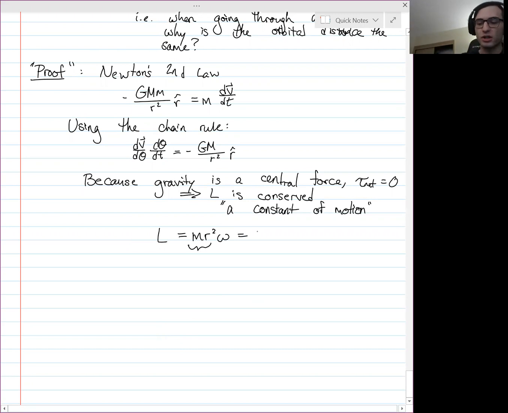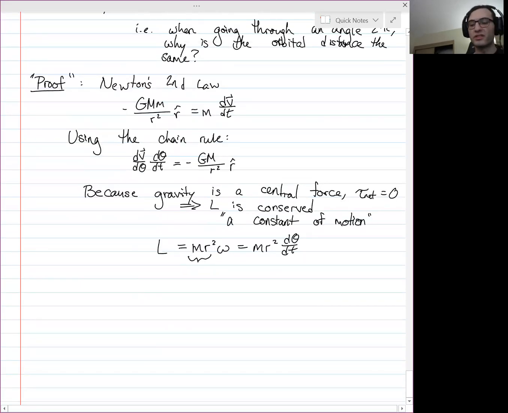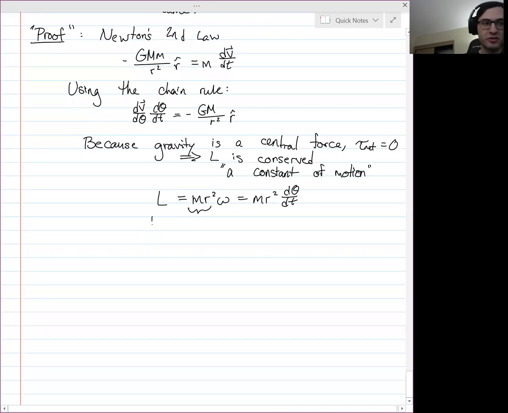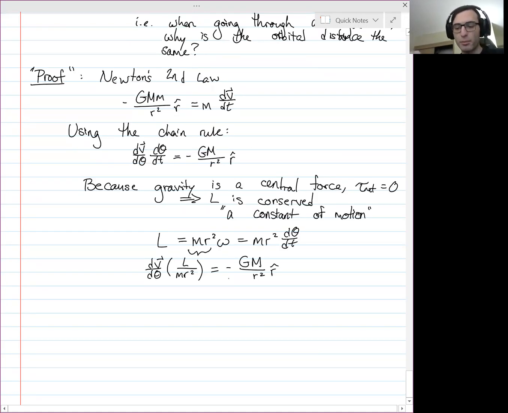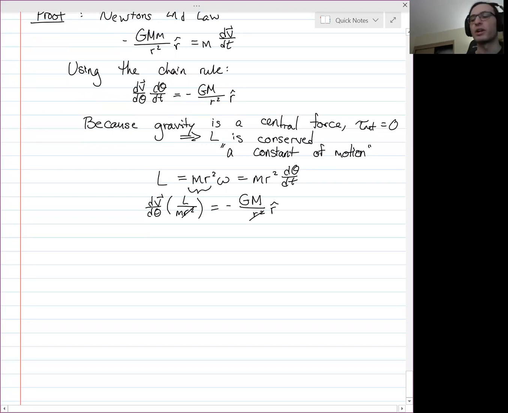Right, so omega, by definition, is the time derivative of the angle theta. So we can do some substitution. We can substitute in for d theta, L. So what do we get? We get dv d theta times L over m r squared equals negative G capital M over r squared in the r hat direction. All I did was substitute in d theta by dividing L by m r squared, and I left the right-hand side the same. And you'll note that the r's cancel out now, which is kind of remarkable.